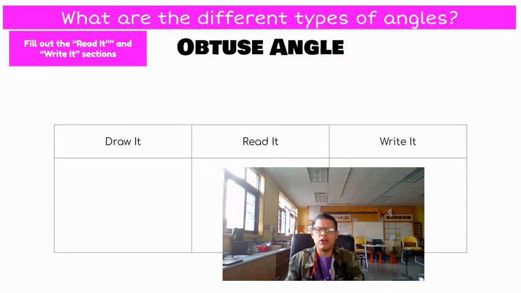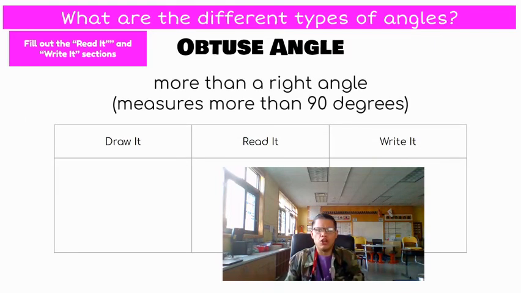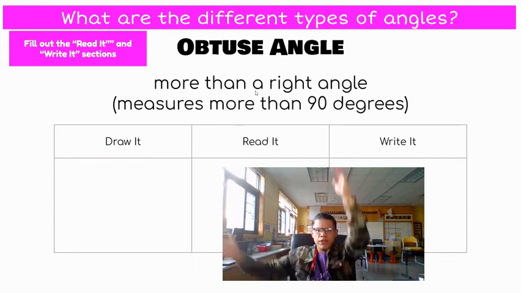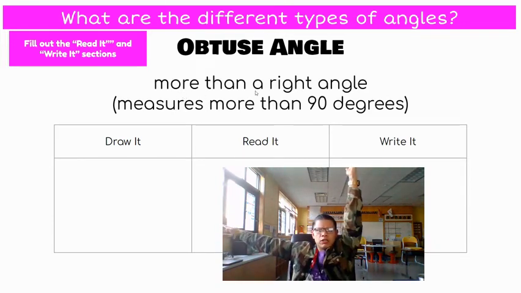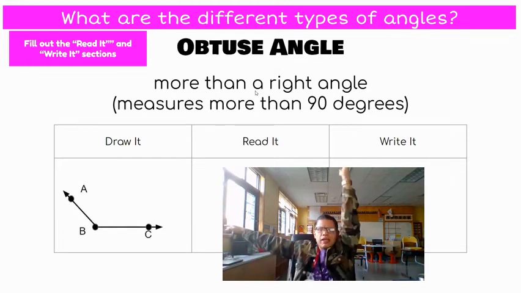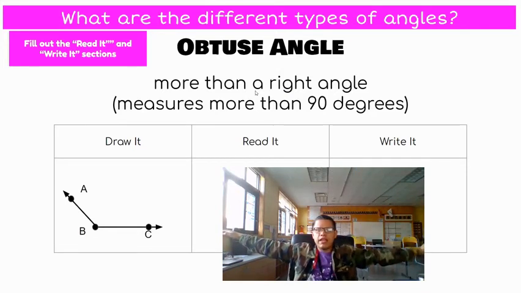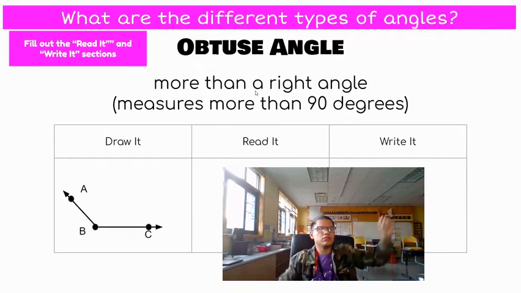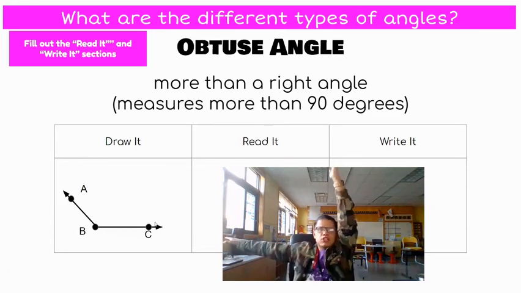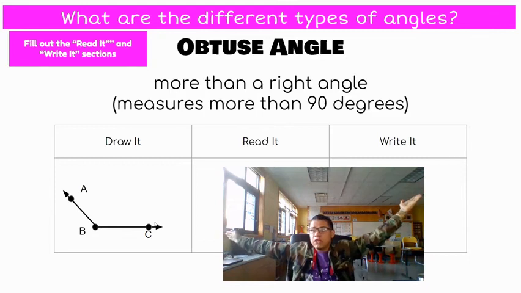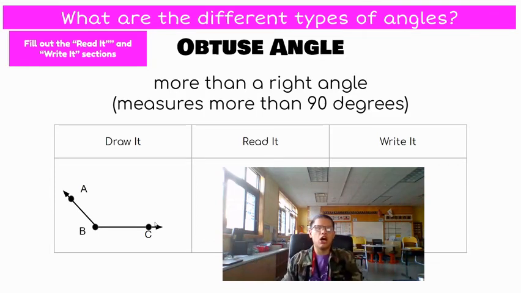Now let's learn about obtuse angles. An obtuse angle is more than a right angle. It is more than 90 degrees. So anything from 90 degrees to 180 degrees is an obtuse angle. So this is an obtuse angle. This is an obtuse angle. This is an obtuse angle. So right here, angle ABC, because it opens up bigger than 90 degrees, it is obtuse.